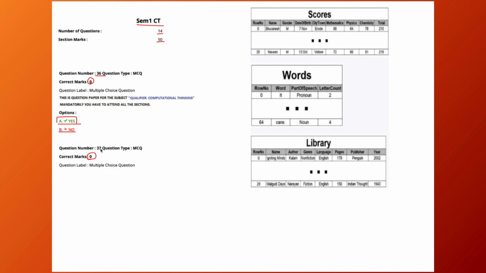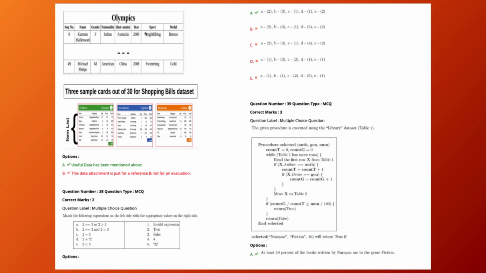Then question number 37 in this paper is also an ungraded question. What they wanted to ask is that they know that you have seen these data sets, and what they are going to ask you is, do you understand that this useful data has been mentioned above? So if you have seen this, definitely you got to tick yes. Even if you tick no, there is no wrong answer. Even if you get this question wrong, it's nothing about getting it right or wrong. They just want you to understand that the useful data has been mentioned above for your reference.